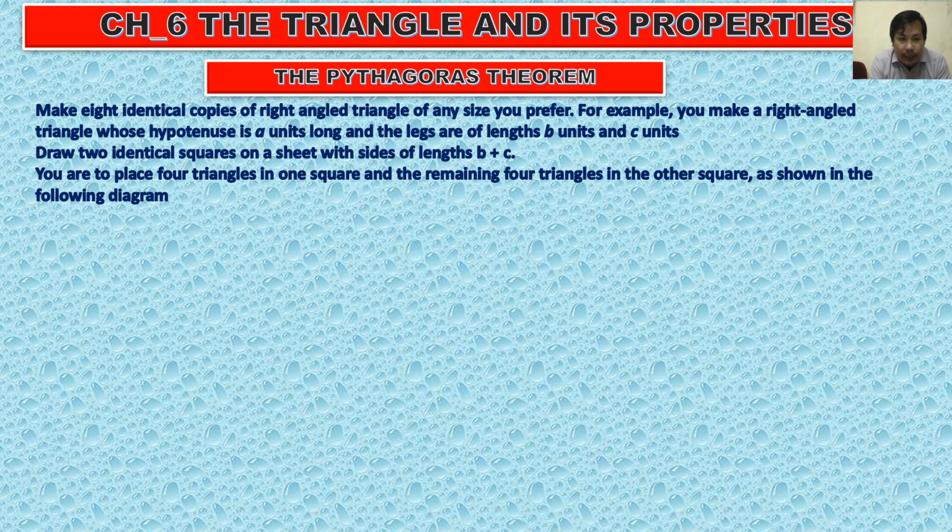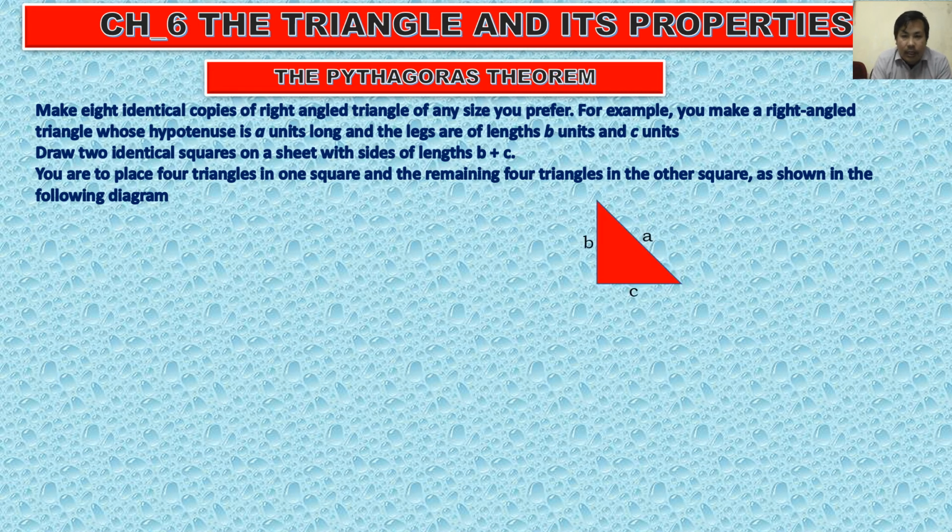Listen here. Once again, you are to place 4 triangles in one square and the remaining 4 triangles in the other square. Those are the right angle triangles we make. The way they are placed is going to be shown in the diagram here.